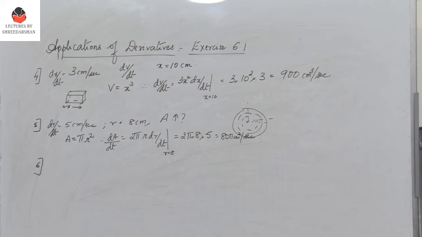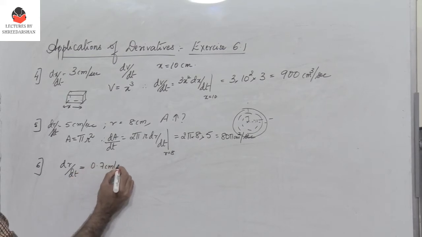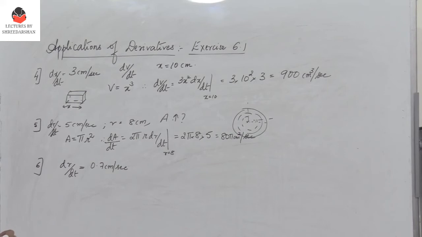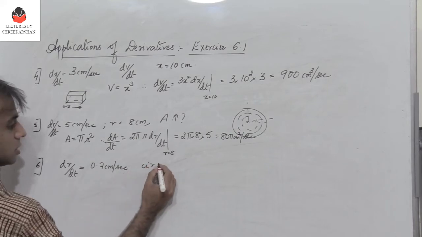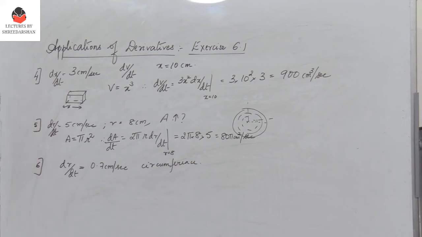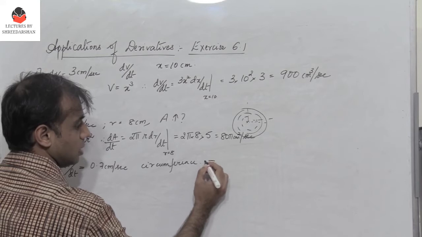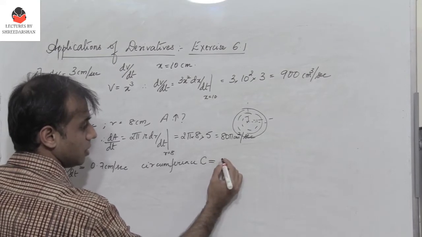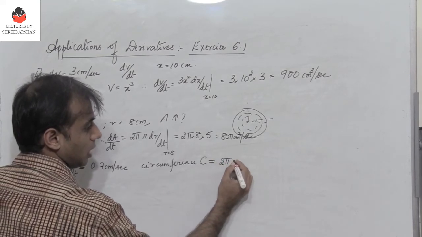Now problem 6. The radius of the circle is increasing at the rate of, so dr by dt is 0.7 centimeter per second. Now what is the rate of increase of its circumference? So we know that the circumference, let me call this C, is given by 2 pi r.